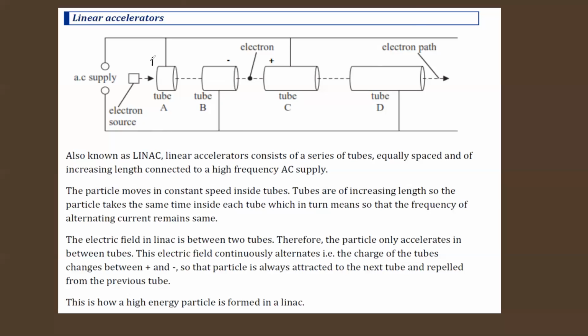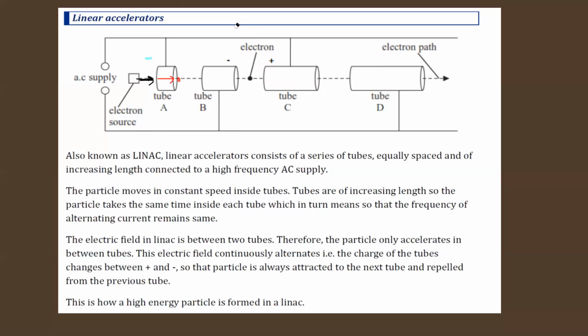AC supply means first this is positive, then positive, negative, positive, negative, positive, negative. So when the electron is coming out, it is accelerated. But once the electron is within the tube, moving through the tube, because it's an AC supply, it changes the terminal. Then this will be negative, positive, negative, positive. Then when the electron reaches this point outside, again the AC terminal changes.